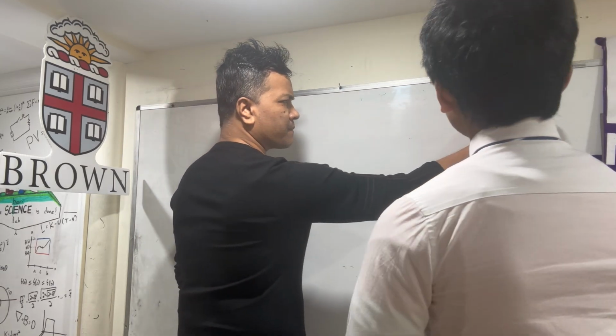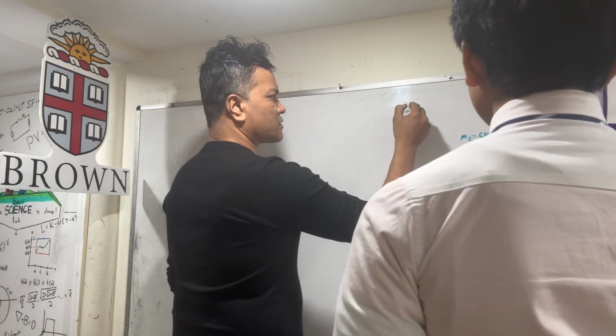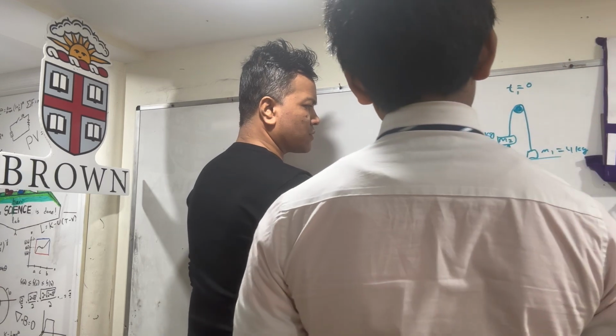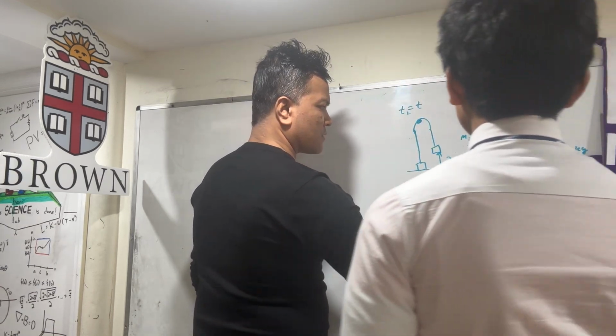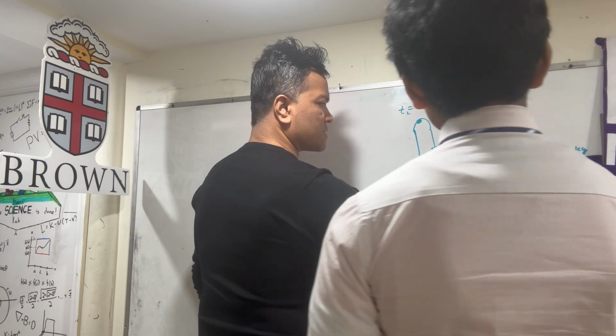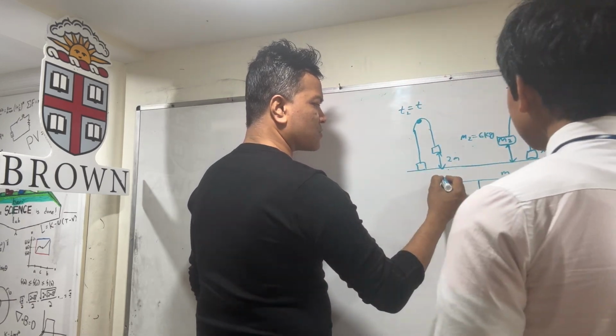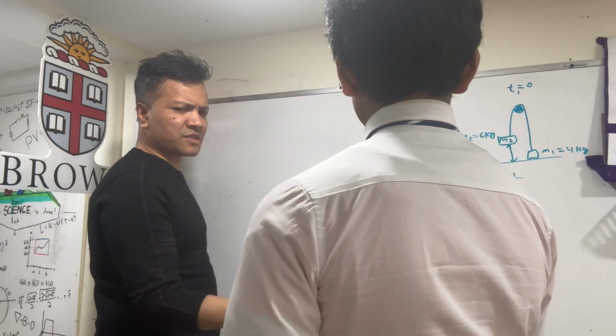Here is a pulley. At time t, I wanted to find the free body diagram. This is M1, this is M2. Can you find the equation for tension force?